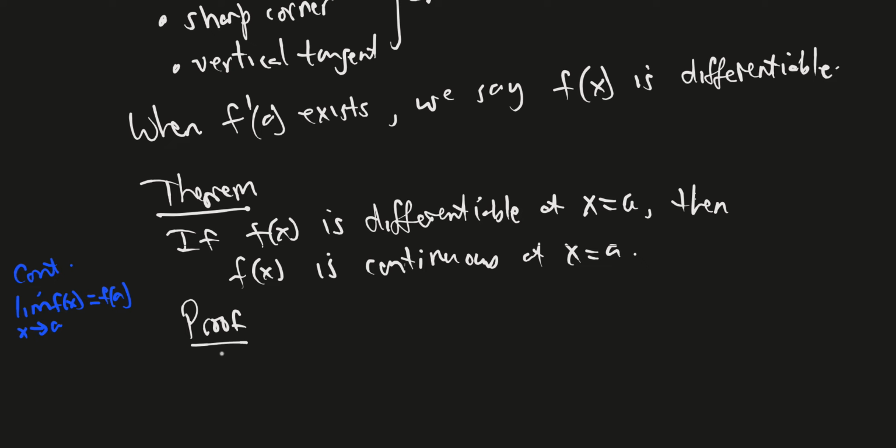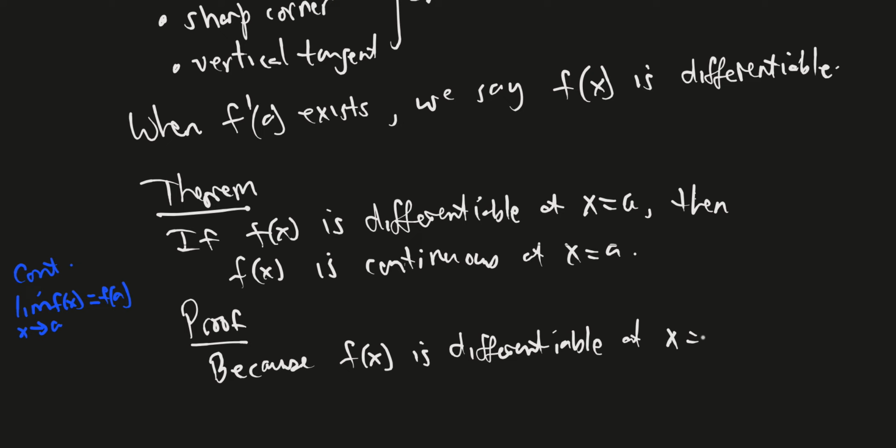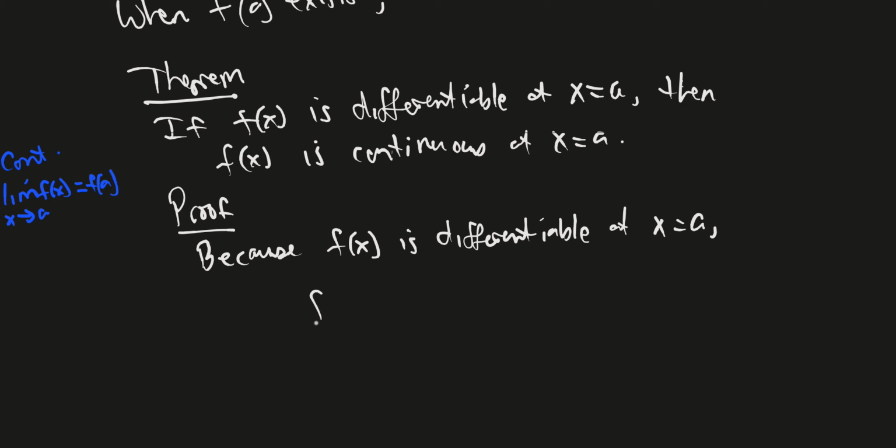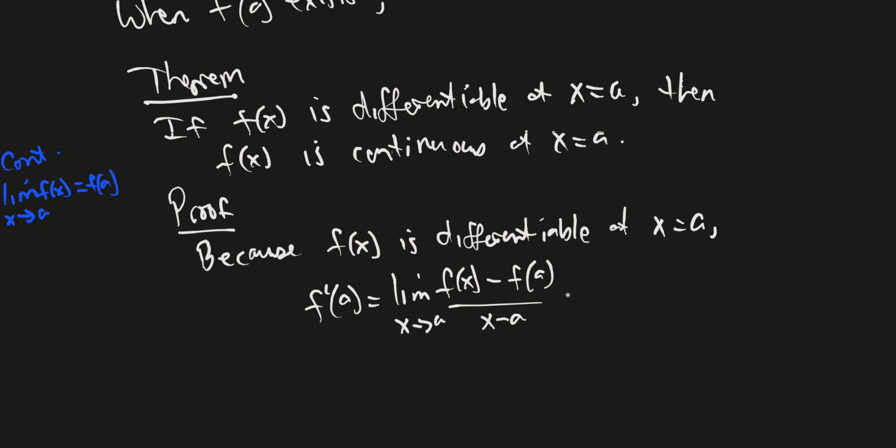All right, so because we're told that f of x is differentiable at x equals a, we know that this limit exists. I'm going to go back to the very first one for this. So we know that this limit exists.